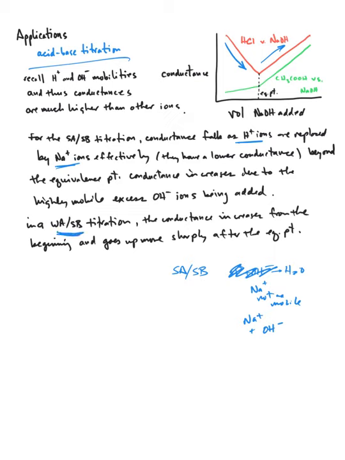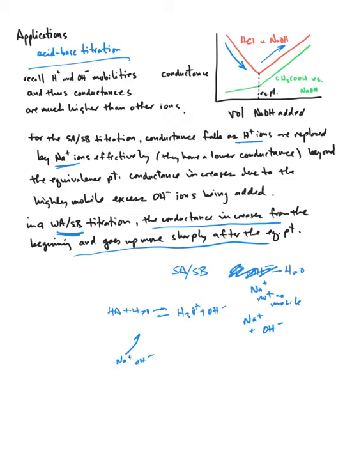For the weak acid strong base titration, we have another interesting result. Now, I assume that I was starting with the same concentration of acid, so the equivalence point is going to be at the same volume of sodium hydroxide added. But look what happens, how the conductance increases from the beginning and goes up more sharply after the equivalence point. So if I have a weak acid, like let's say HA here, and water in equilibrium with H3O plus and OH minus, the conductivity is actually going to go up as I'm adding sodium hydroxide.